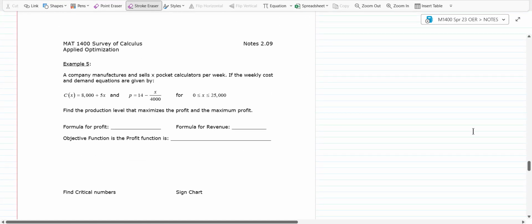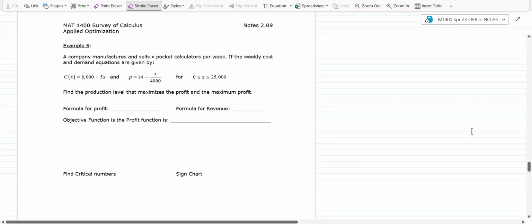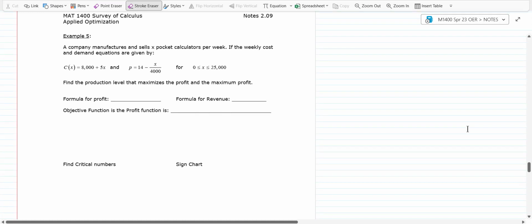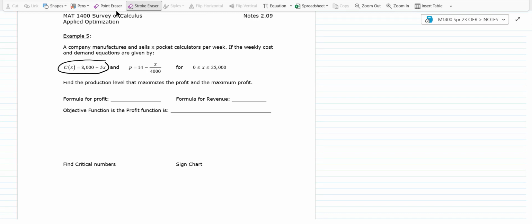Okay, we'll do a business example, and then we're going to try to finish up with kind of putting that last example together. So this one, we've worked with profit quite a bit. You're given a cost function, you're given a price demand function, and you're given this domain from 0 to 25,000. It just says you're selling calculators. X is the number of calculators. So we're going to find the production level that maximizes the profit and the maximum profit.